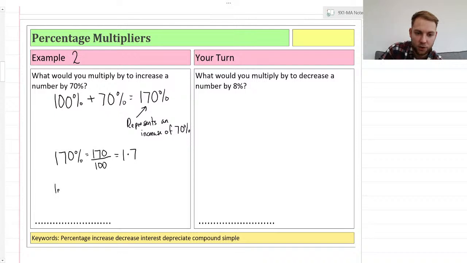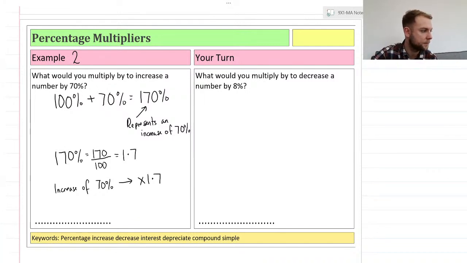So an increase of 70% is the same as timesing by 1.7. Okay, so have a little go at that one on the right hand side.